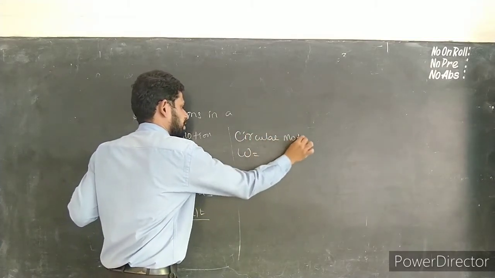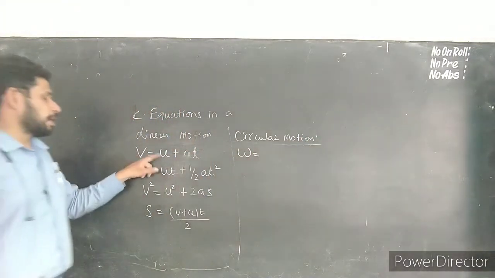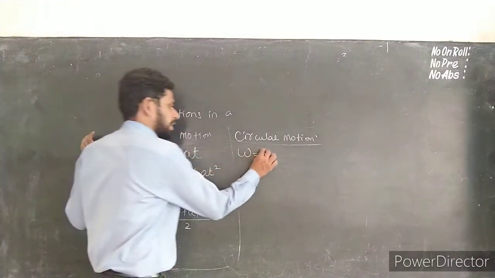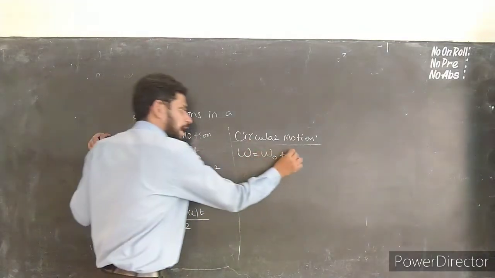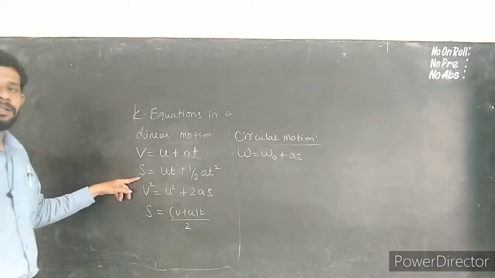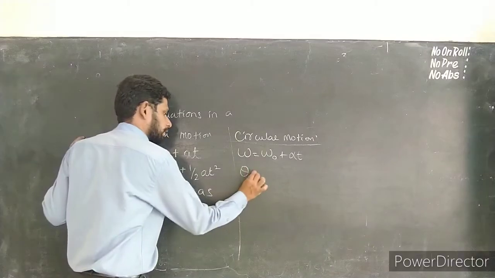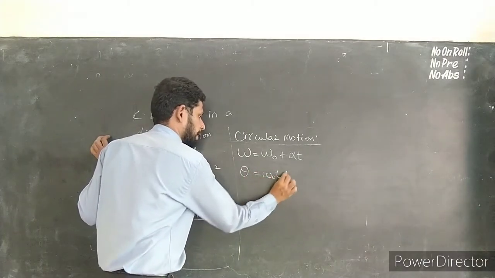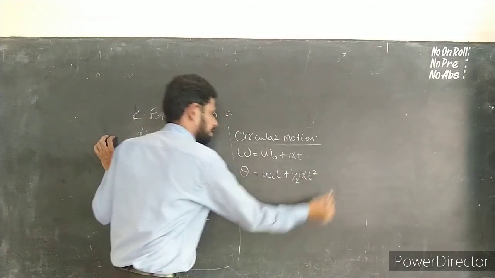In the fifth lesson we can deal with the degree. V, which is an angular velocity omega. So the initial velocity we can take as omega naught plus the angular acceleration alpha times the time. Displacement, this is linear displacement, here angular displacement. So theta will be equal to omega naught t plus half alpha t square.